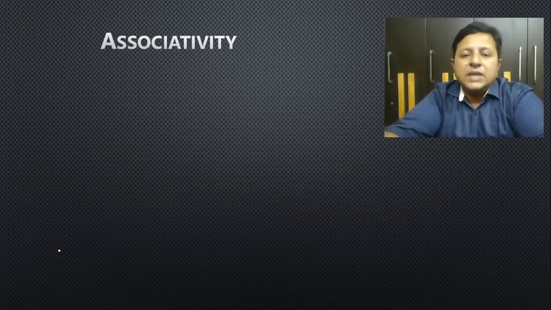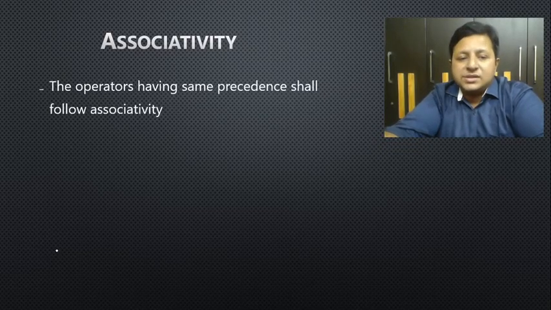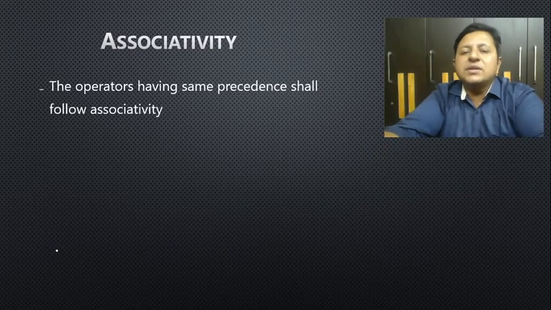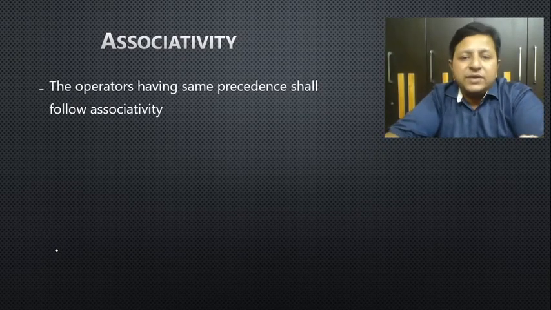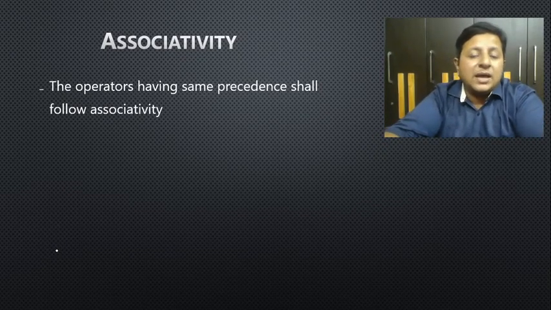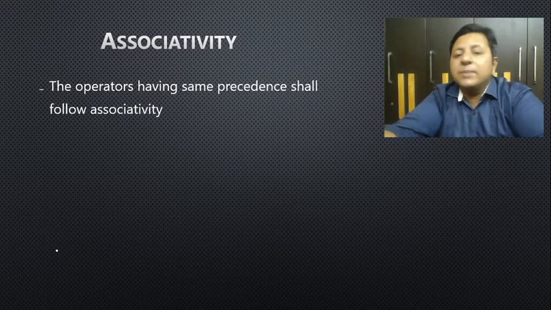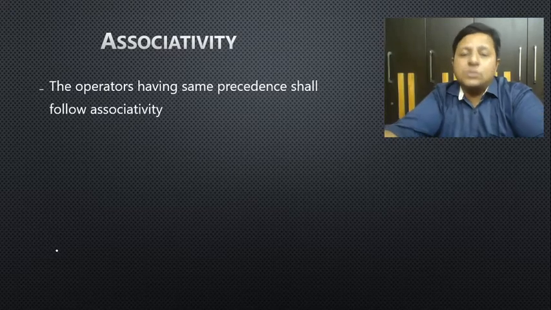Now comes associativity. When do we get associativity in the picture? When we have operators with the same precedence. The operators having the same precedence follow associativity. For example, as I said, all multiplicative operators have the same precedence. So when I have multiply as well as divide together, then I have to follow associativity.